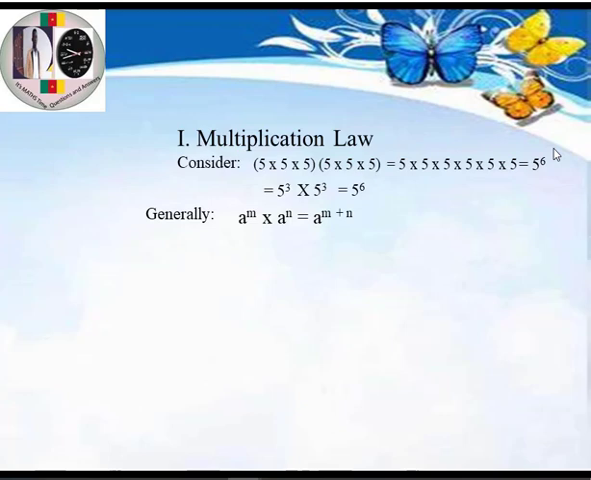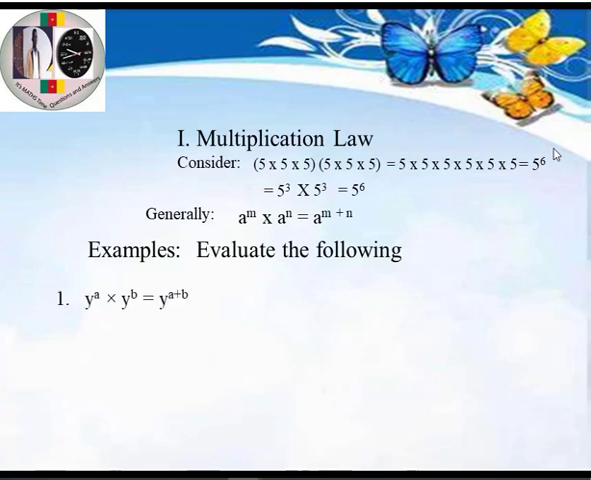For example, let's consider this. We should evaluate y power a times y power b. So we are multiplying index numbers of the same base. What do we do? We add the powers, a plus b. Another example is 2 power 4 times 2 power 8. We are multiplying, the bases are 2 and 2, so we add the powers 4 plus 8, which is 2 power 12.